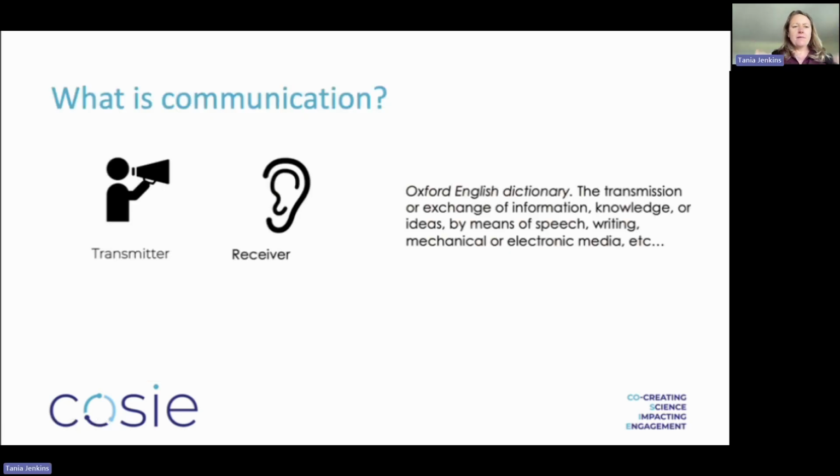So let's take a step back a second. What exactly is science communication? What is, in fact, communication? Communication, according to the Oxford English Dictionary, is the transmission or exchange of information, knowledge or ideas by means of speech, writing, mechanical or electronic media, etc. So transmission from a transmitter to a receiver.